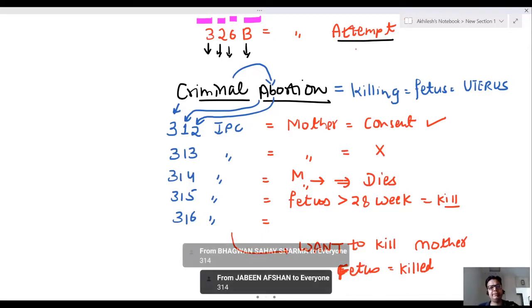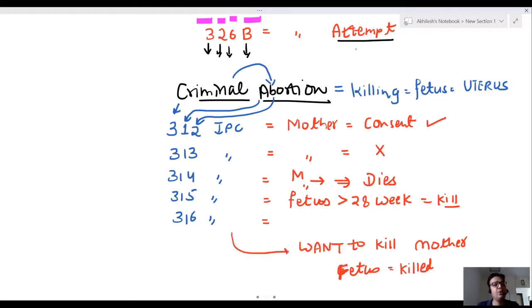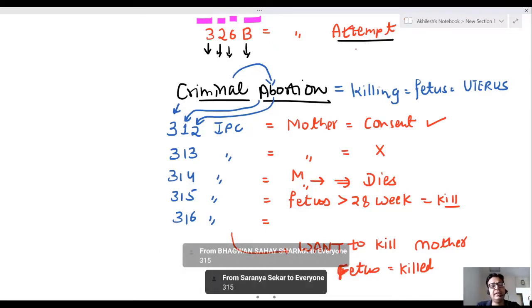314. Absolutely right. If your fetus is 8 months old and you want to kill that fetus inside the mother's uterus, this is very dangerous. Which IPC will be there? Yes, 8 months old means it is more than 28 weeks, because 28 weeks is almost 7 months.